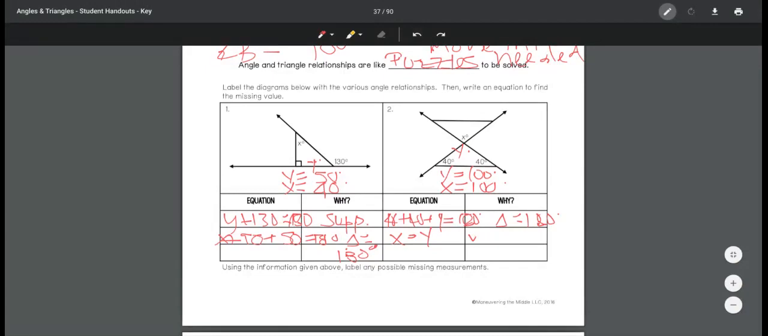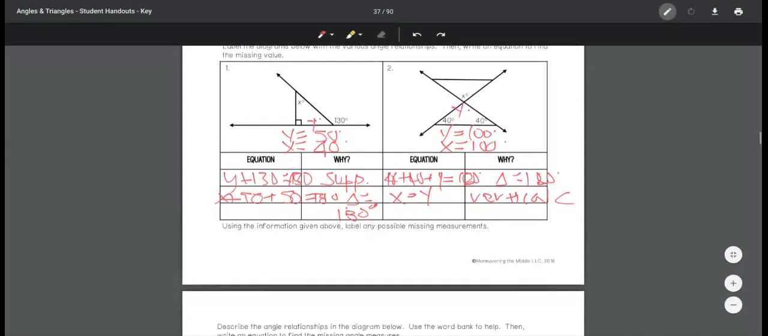Let me redo that. Vertical angles. So they're vertical angles. So we knew that because of the fact that they are vertical to each other. If one was here and one was here, they would be supplementary just like the last one. But these two are across from each other. So they're vertical, so they equal the same.